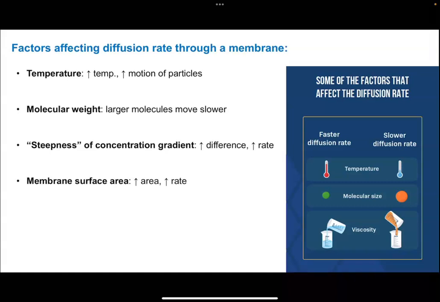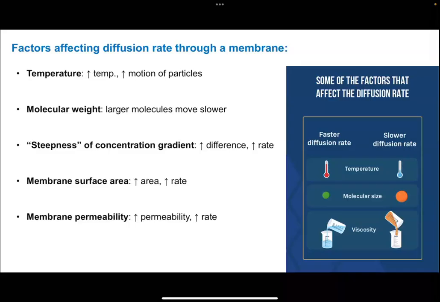The membrane surface area. The more surface area there is, the more molecules can cross. So the more surface area of membrane there is, the more the molecules can cross, so you're going to increase that rate of diffusion.